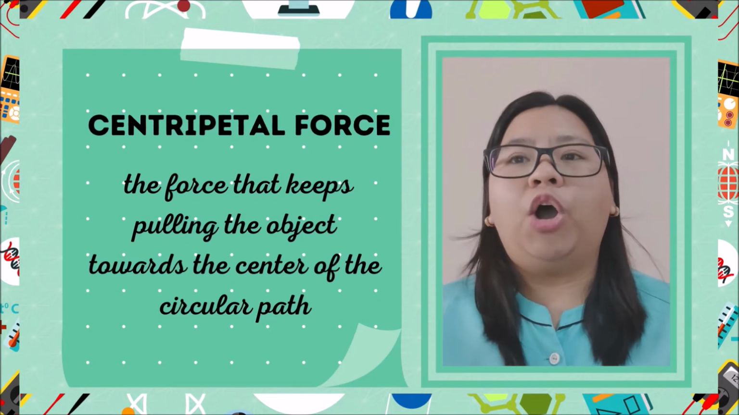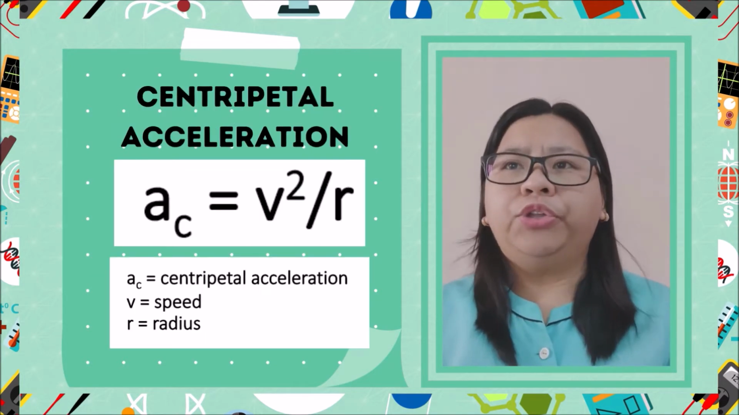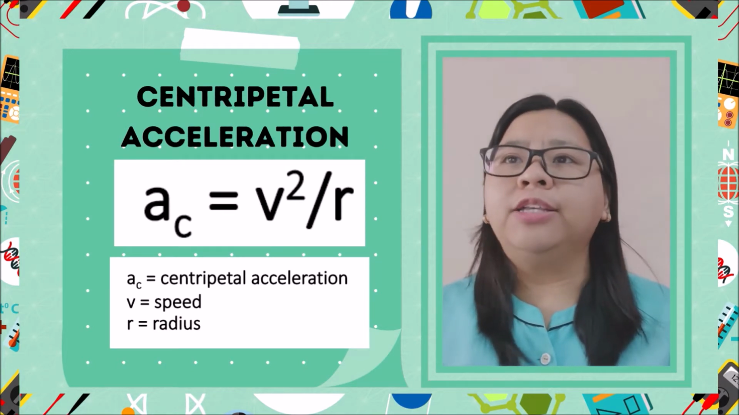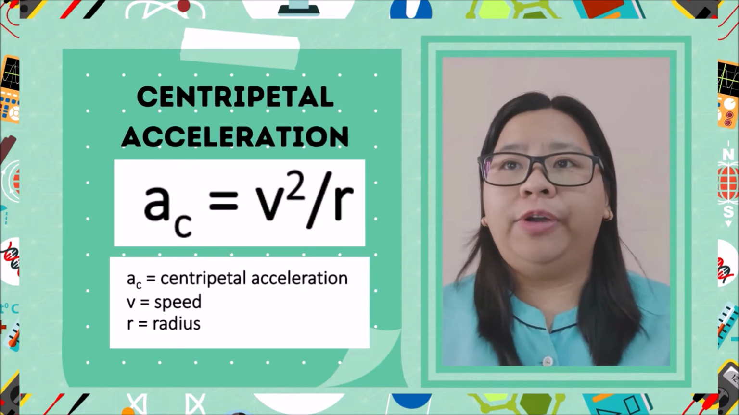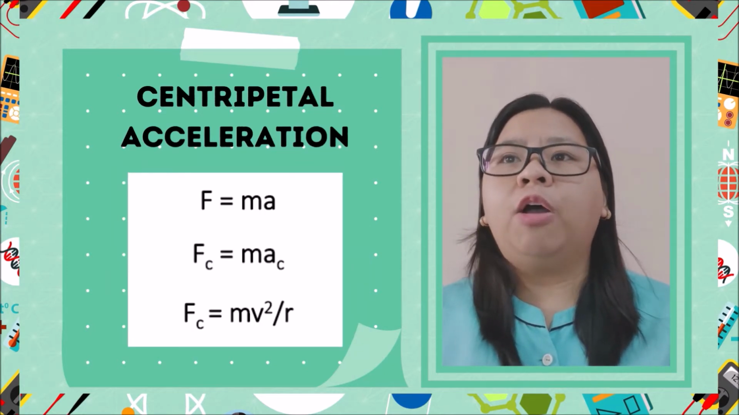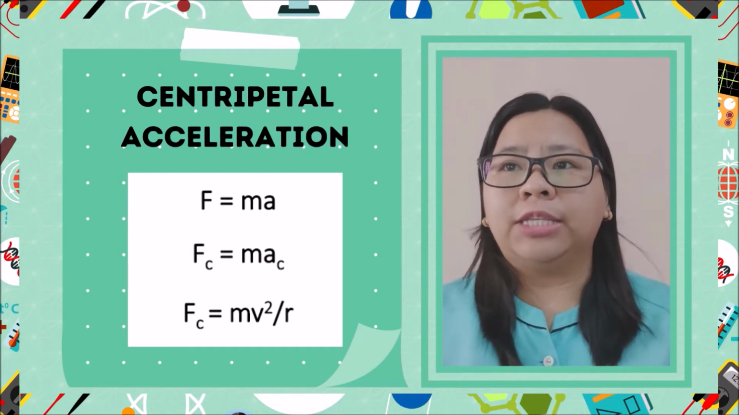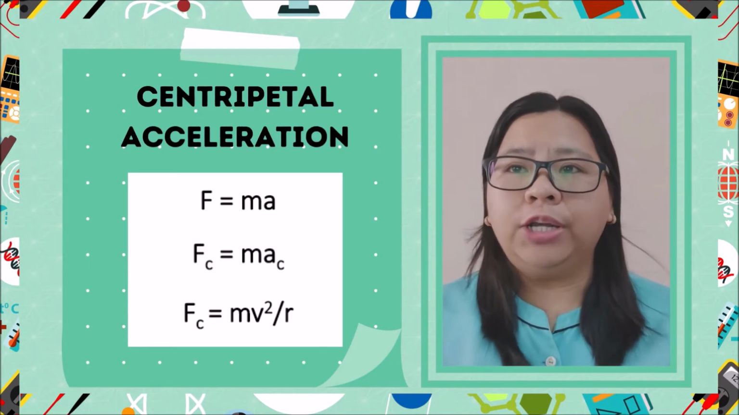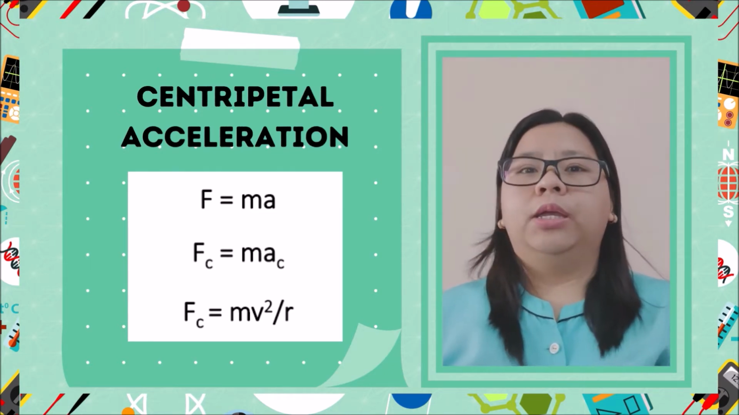In effect, the object undergoes a centripetal acceleration. So in order for us to get the centripetal acceleration, we will simply divide speed squared over radius. Newton's second law of motion, when applied to an object moving in uniform circular motion, can be expressed as F, or force, is equal to mass times acceleration.